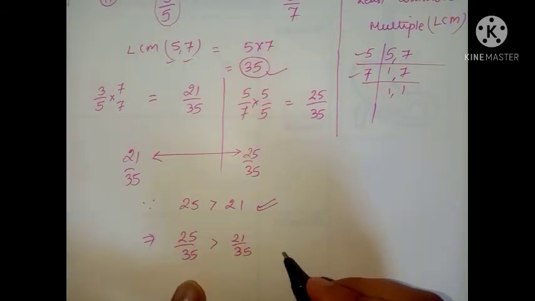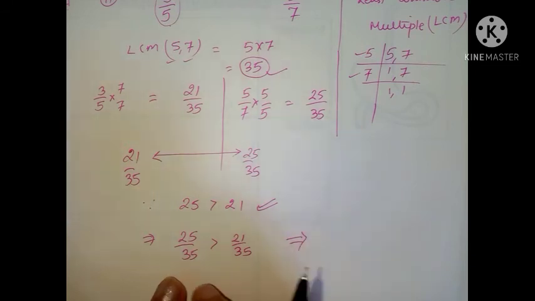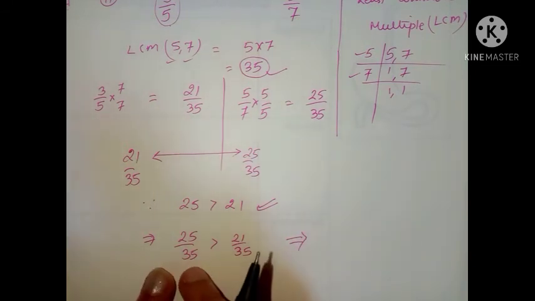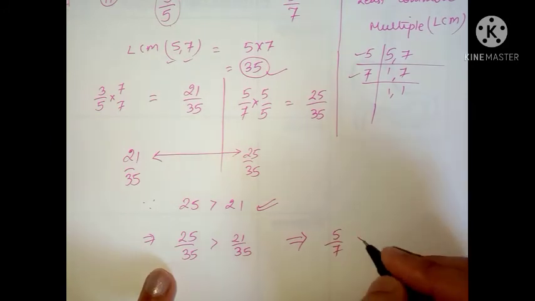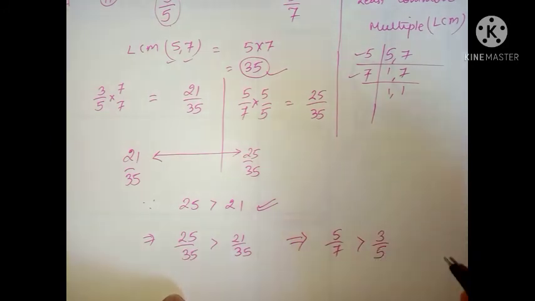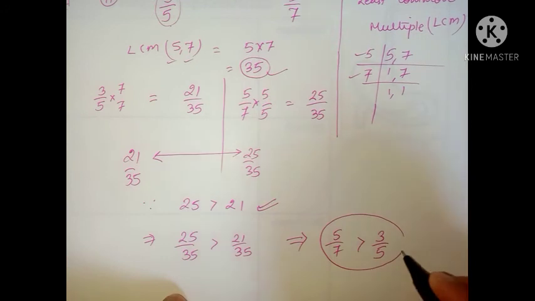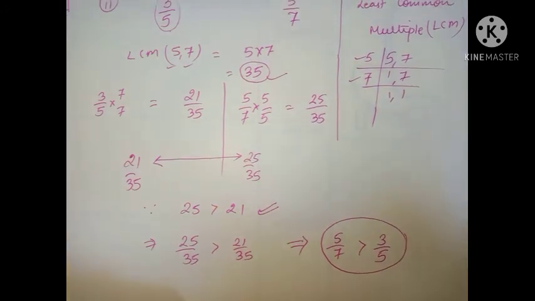And now we will convert this into its original form. What was the original form? This came from 5 upon 7. So 5 upon 7 is greater than 3 upon 5. Simple. This is how the comparison of rational numbers is done.